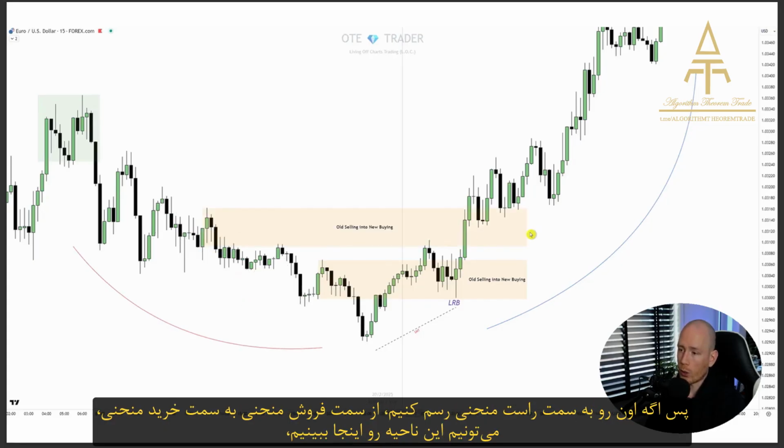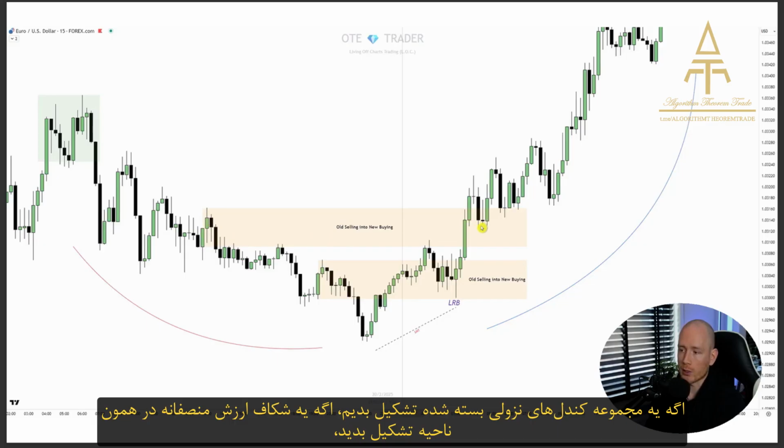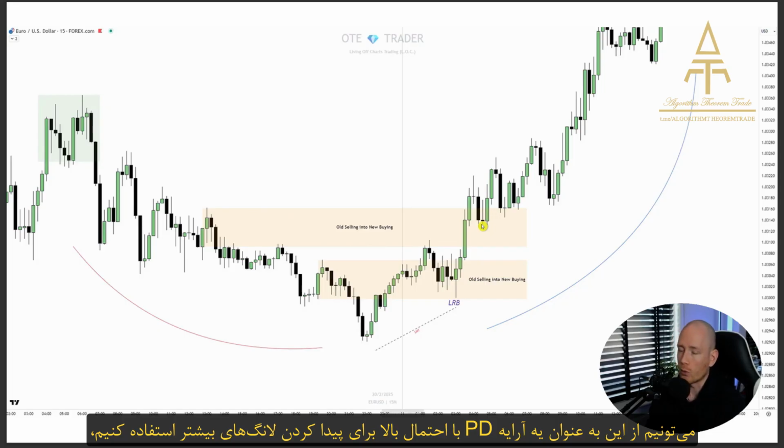So if we draw it out to the right side of the curve, from sell side of the curve to buy side of the curve, we can see this area over here. If we form a set of down close candles, if we form a fair value gap in the same area, we can use this as a high probability PD array to look for more longs.